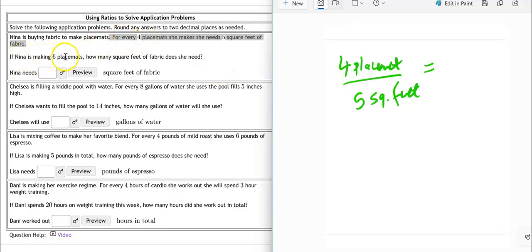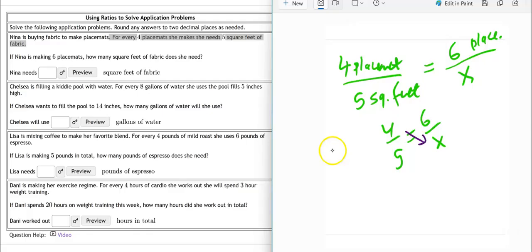Now if Nina is making 6 placemats, I put the 6 here on the numerator because this has to be placemats. Then how many square feet of fabric does she need? She needs X square feet. So now this is the proportion problem. If you ignore the units, 4 over 5 equals 6 over X, and to solve the proportion problem, you do cross multiplication.